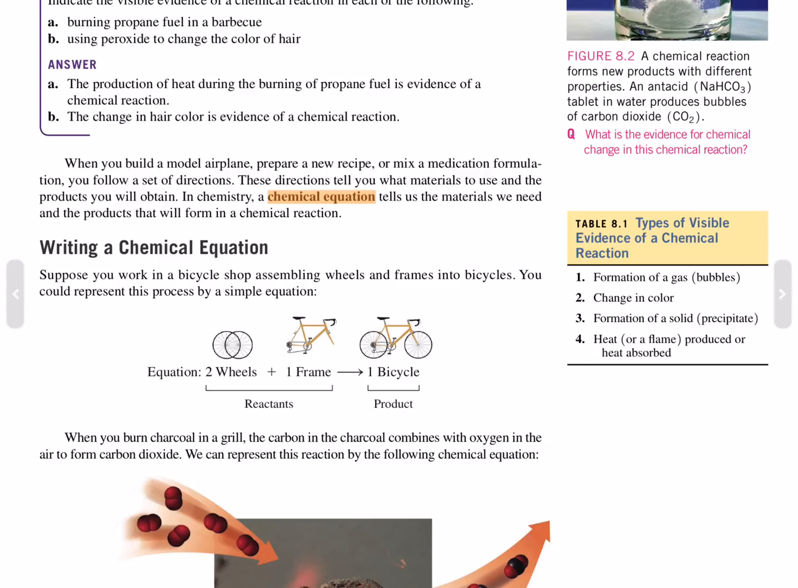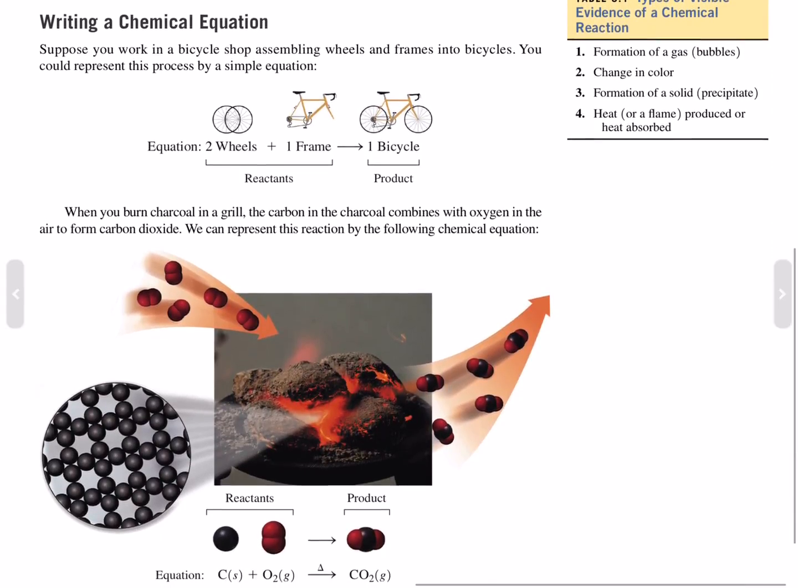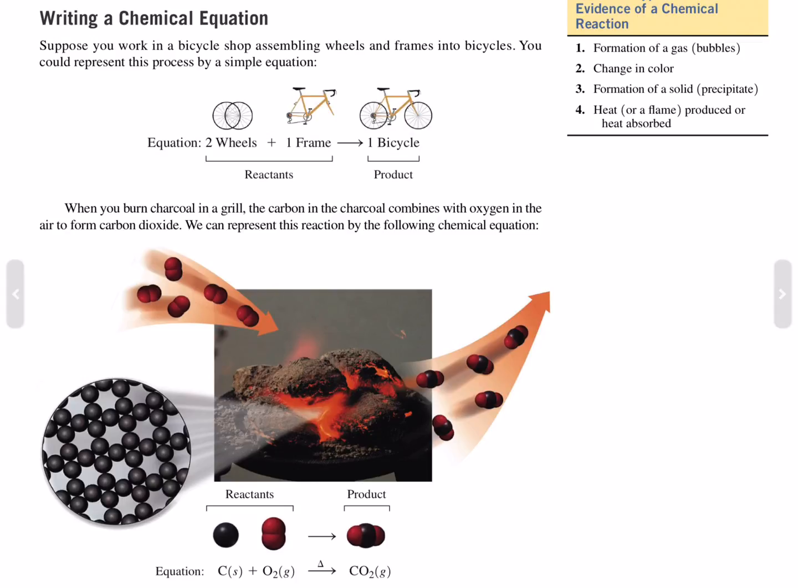Writing a chemical equation. Suppose you work in a bicycle shop assembling wheels and frames into bicycles. You could represent this process by a simple equation. 2 wheels plus 1 frame equals a bicycle. The reactants are the 2 wheels and the frame. The product is the bicycle.